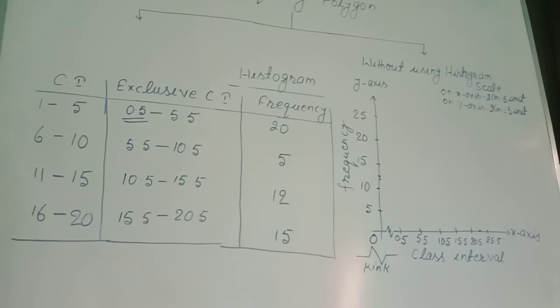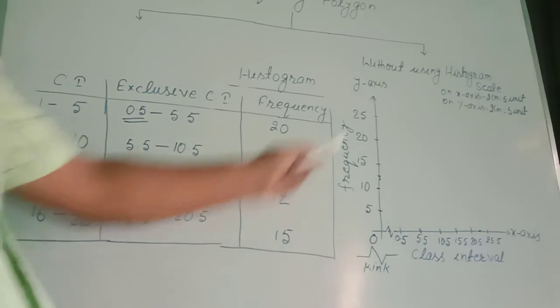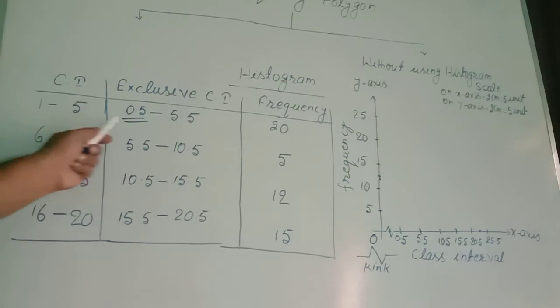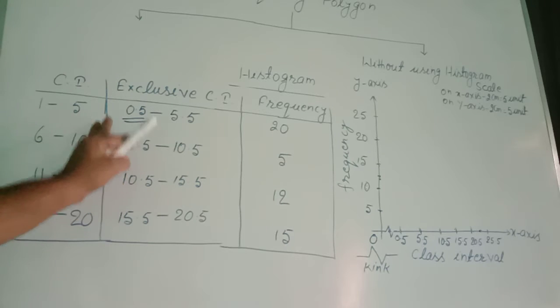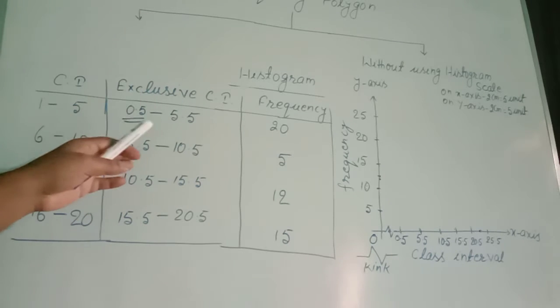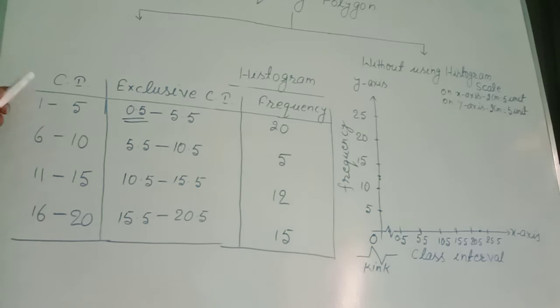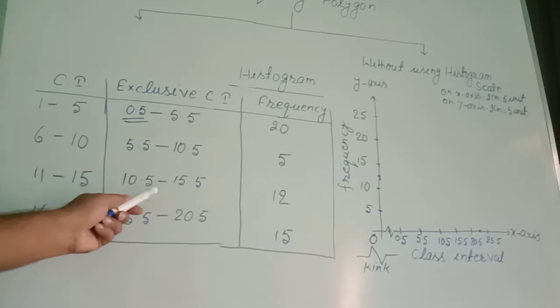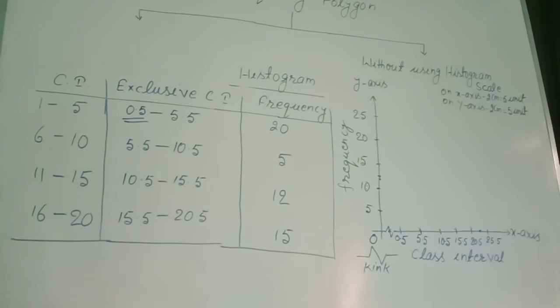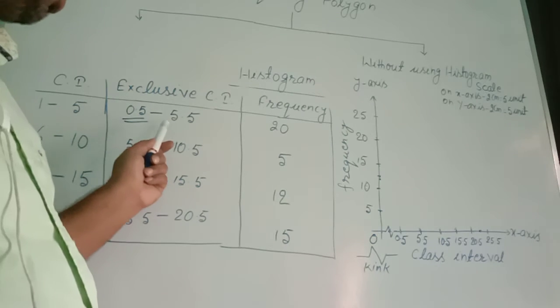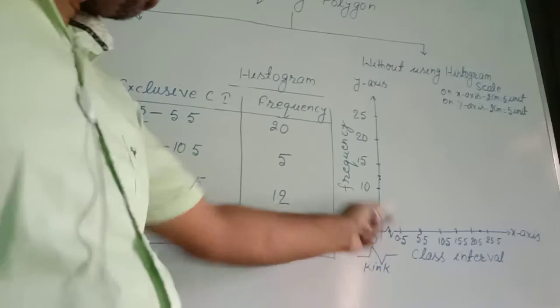In this part, we will see how to draw a frequency polygon without using a histogram. The first class interval is 0.5 to 5.5. This much of the process remains the same, whether you use a histogram or not. If class intervals are given in inclusive form, then you change them into exclusive form. This is important for both processes. So according to this, the first class interval becomes 0.5 to 5.5 and the frequency is 20.